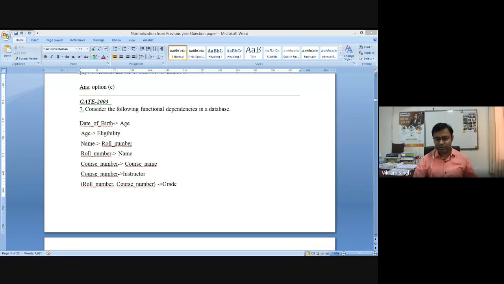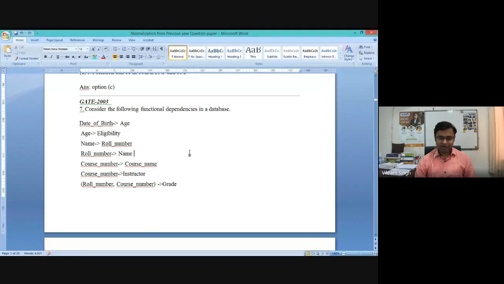I'm waiting for a response. It is clearly visible on your screen. Can you tell me the possible candidate key for this particular set of FDs? I'm waiting for a response.